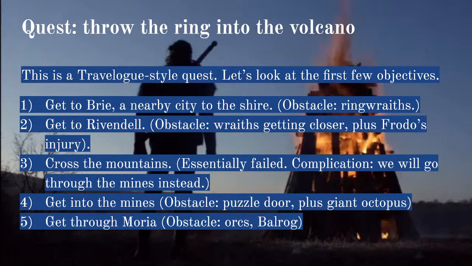So we're going to go through the mines of Moria. Our next sub-objective is get into the mines. We have to get through this puzzle door, and in the meantime fight this giant octopus called the Watcher that lives right outside. Once we get into the mines, now we need to get through them to the other side. So I'm not going to do the whole story, but you can see what I mean, that you can break each section up into these really simple, really achievable goals that have a clear obstacle standing in the way.